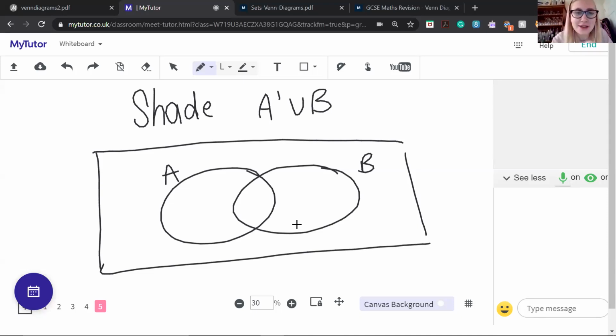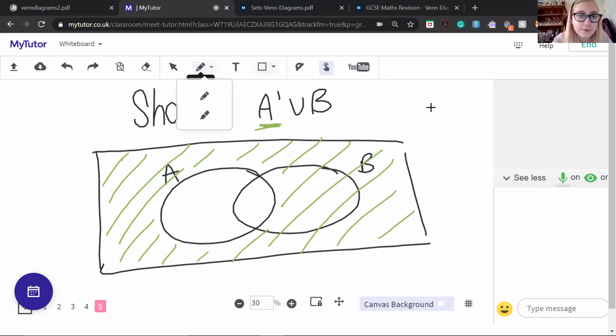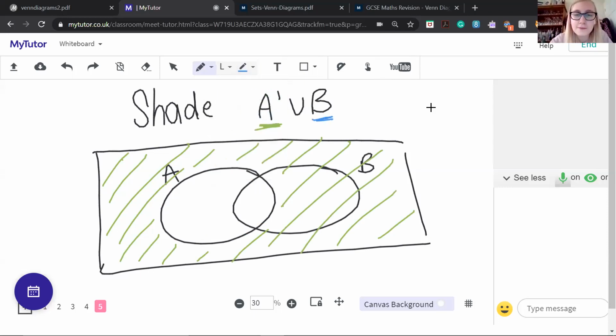Risky business, but I'm going to do it anyway. So let's just have a look at this. As a little refresher, I know we've only got 5 minutes, but so not A. That means everything that's not in A. So that's here. So remember, when we're shading this, we ignore B. We're just thinking about the A circle and we shade everything that's not in it. Then we think about B. Now we shade everything that's in B.